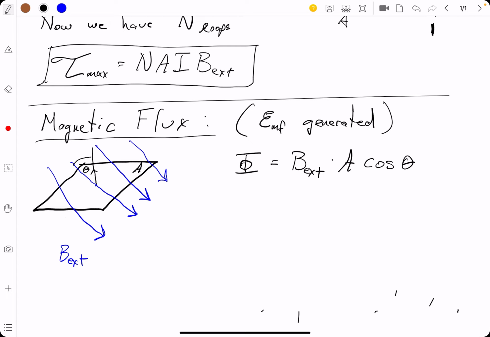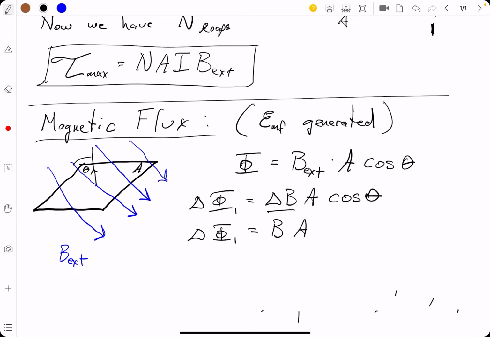Now, we'll have a change in flux. If it does change, there are different ways it can change. So it could change because the B is changing, okay? And then we'll multiply that by A times the cosine of theta. So B could be getting bigger or smaller. There's a change in B. It could be a change in the area. So maybe the area is getting bigger and smaller. So we have delta A.